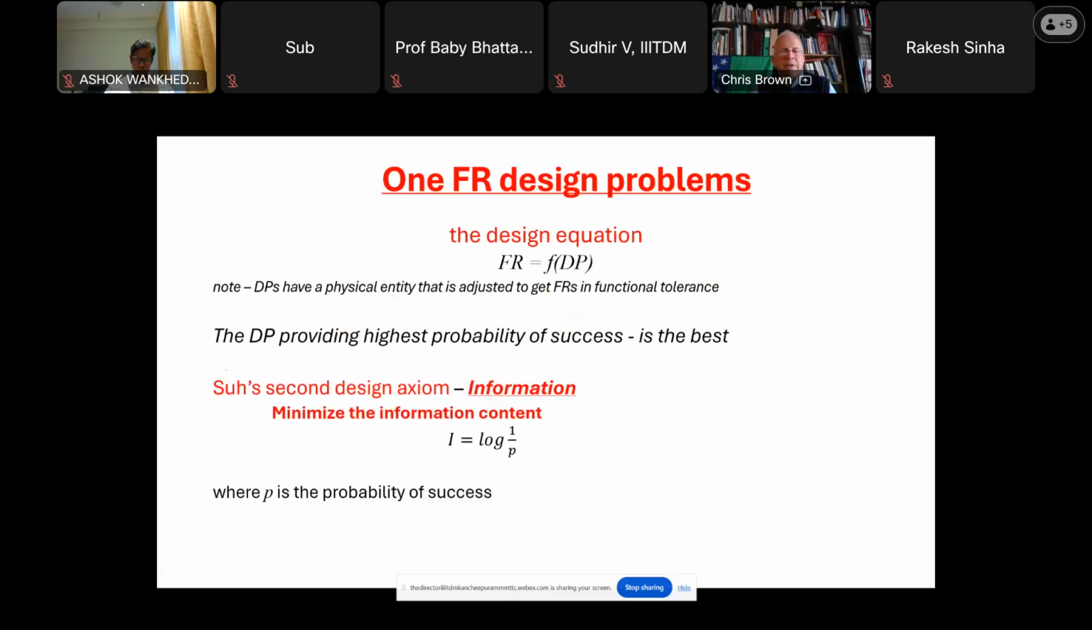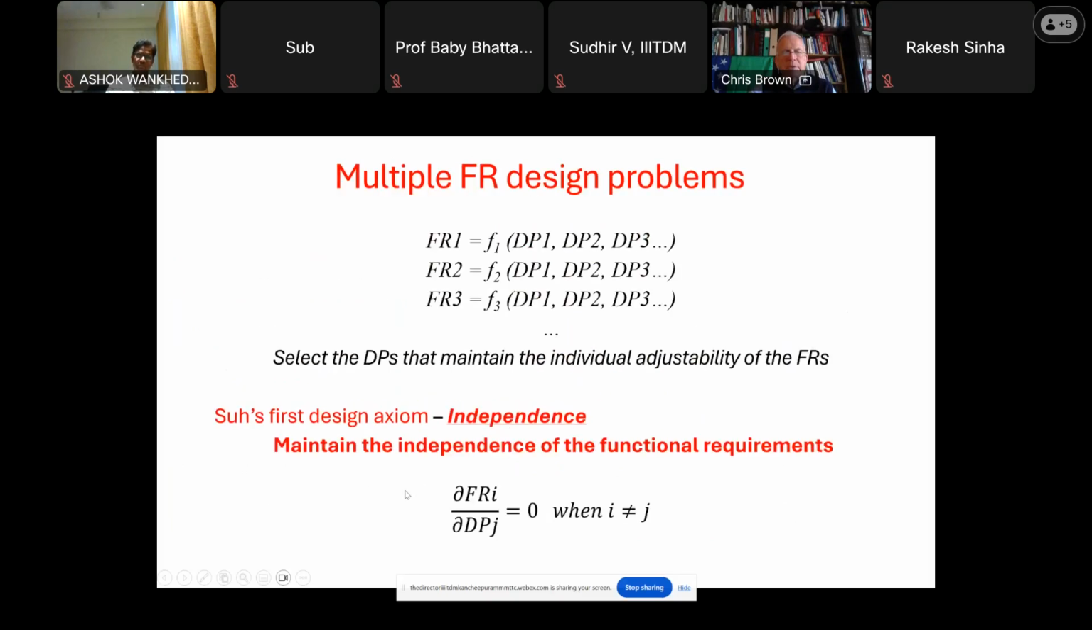So in 1 FR design problems, DPs have a physical entity that is adjusted to get the FRs in functional tolerance. And we're looking for the DP that gives us the highest probability of success. So second axiom, information. Good. We're just looking for the highest probability of success.